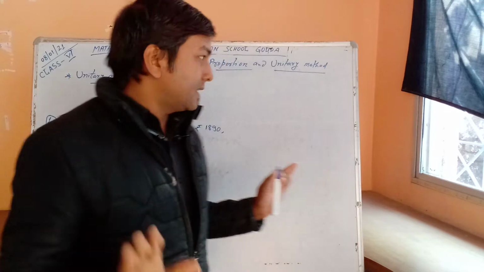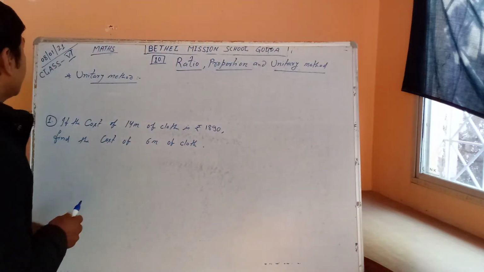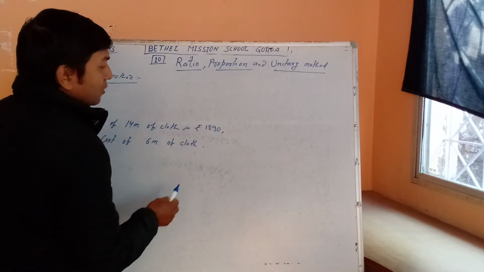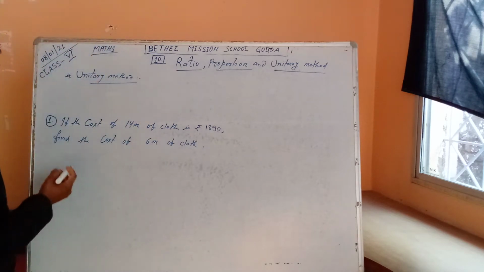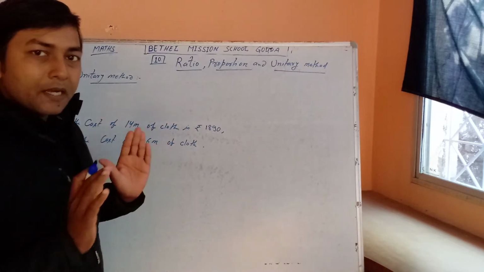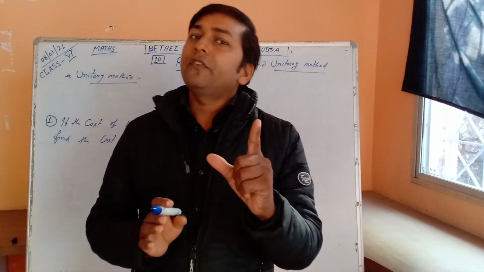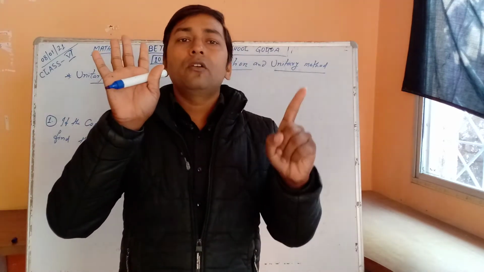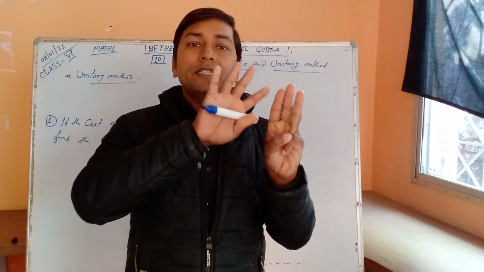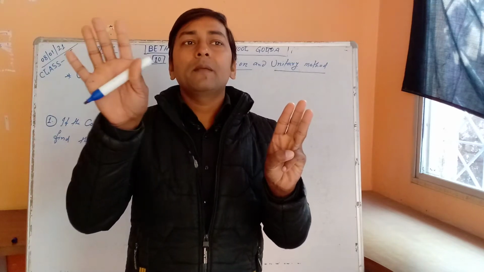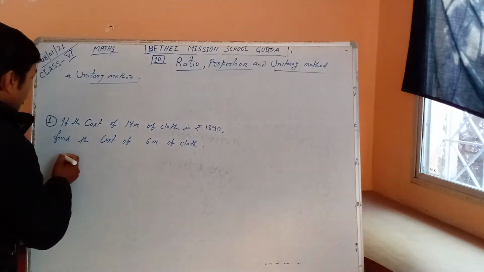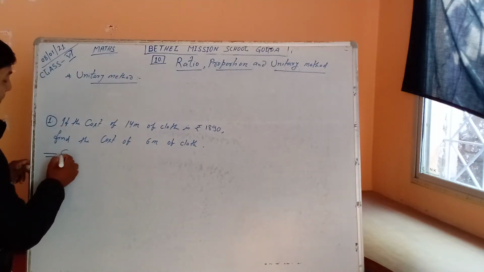For that I have taken one example from your book: if the cost of 14 meters of cloth is 1890 rupees, find the cost of 6 meters of cloth. In simple terms, if the cost of one toffee is 5 rupees, then 3 toffees cost 5 times 3. What do we do? Multiply, 5 times 3 is 15 rupees. Same here, given the cost of one unit.